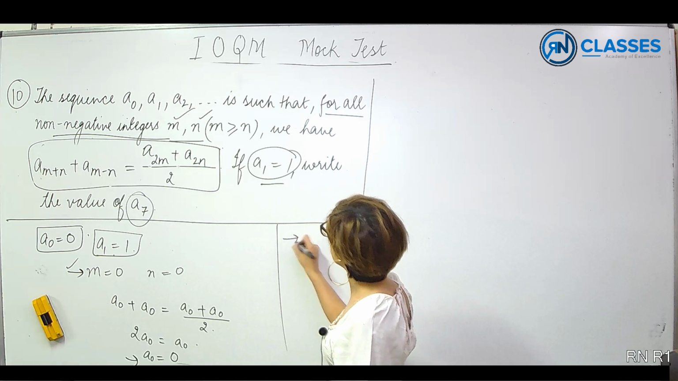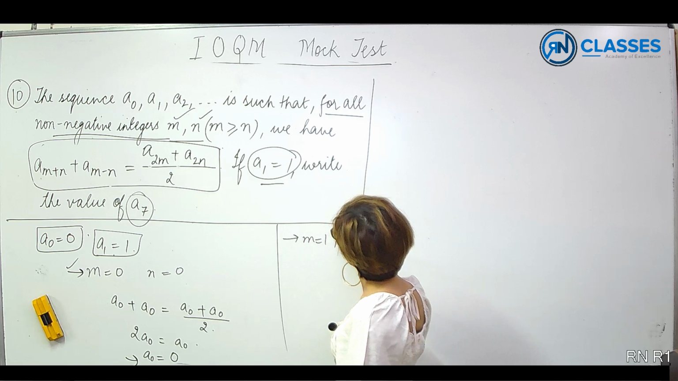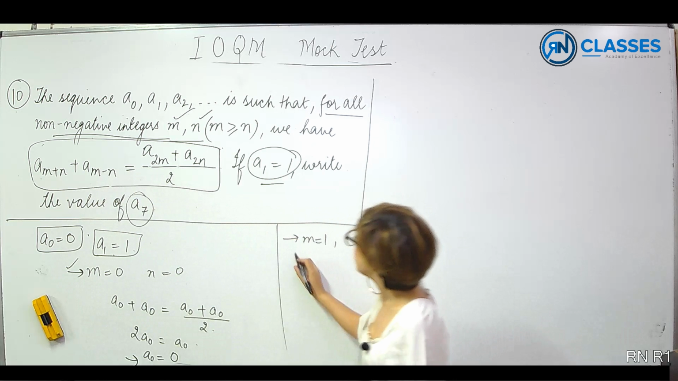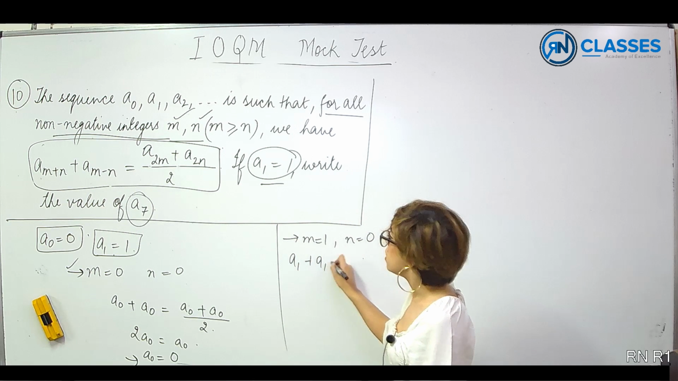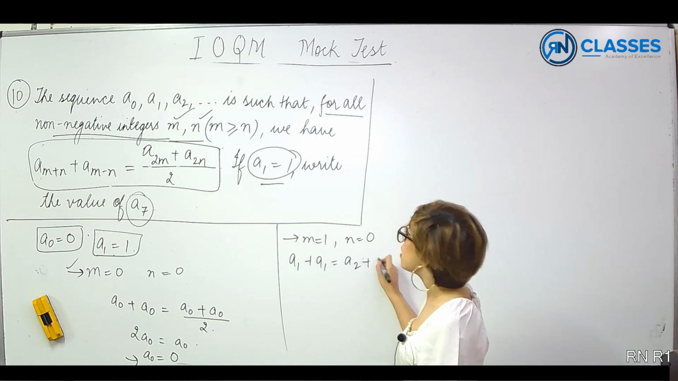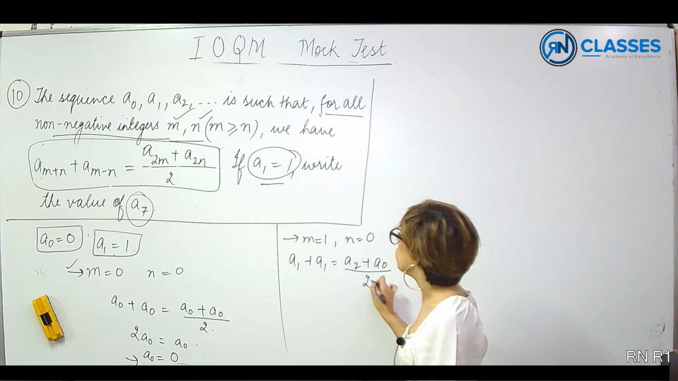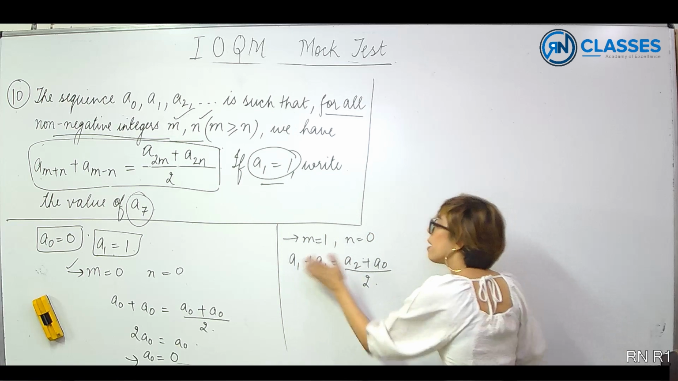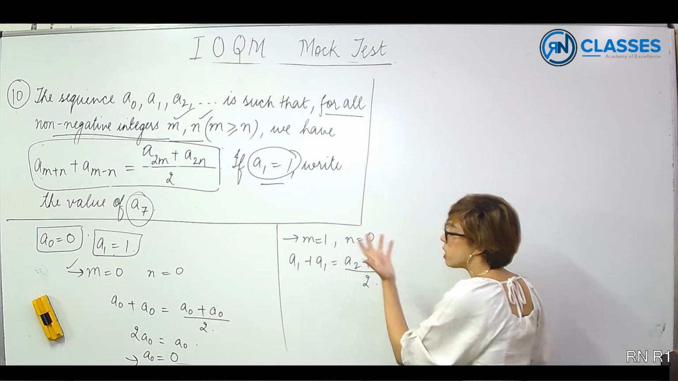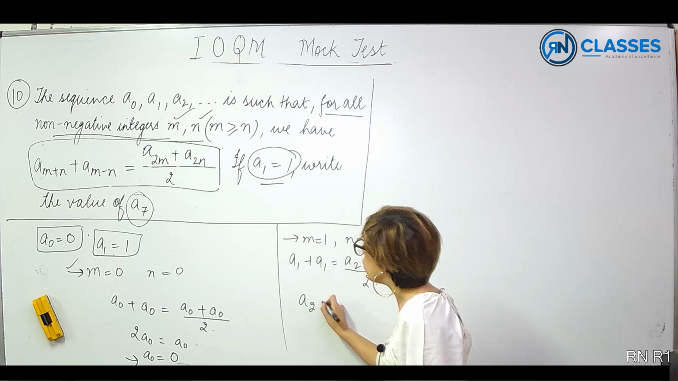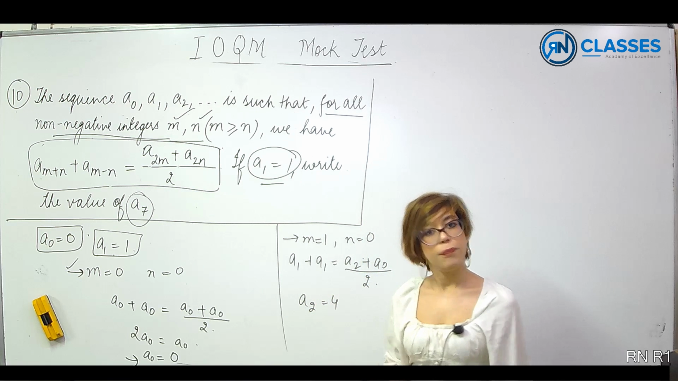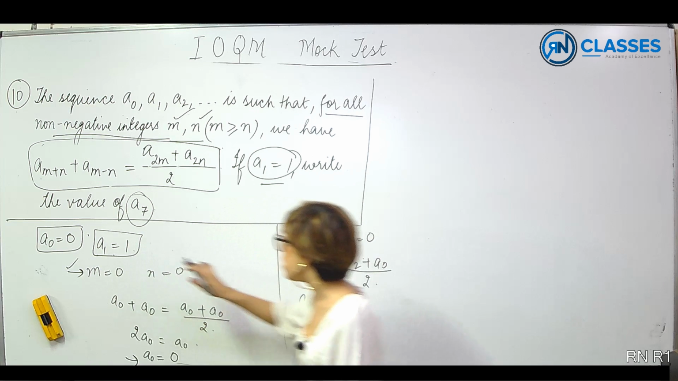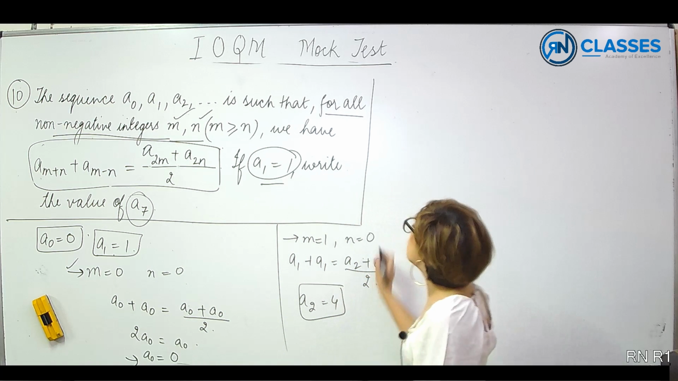Second thing I can use: m equal to 1, n equal to 0. Just substitute it here, I'll get A1 plus A1 is equal to (A2 plus A0) divided by 2. Now I know A1, I know A0, I just need to find out A2. So A2 will turn out to be 4. This is a very nice thing. I know A0, I know A1, I know A2. My sequence is proceeding further.